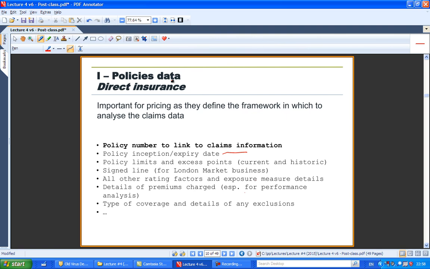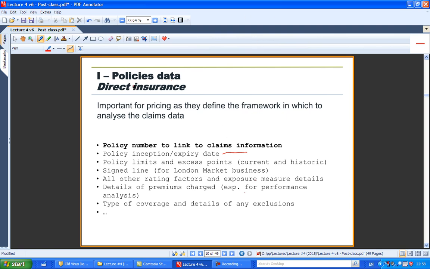Details of premiums charged, and the type of coverage. For example, bodily injury or property damage. Details of an exclusion. For example, you may have excluded nuclear risk, etc., etc. And these fields are more or less common to all types of policies in direct insurance.